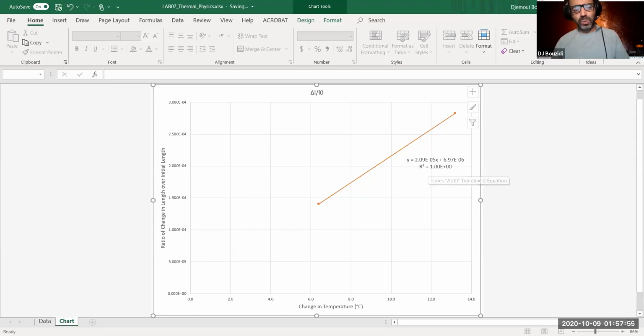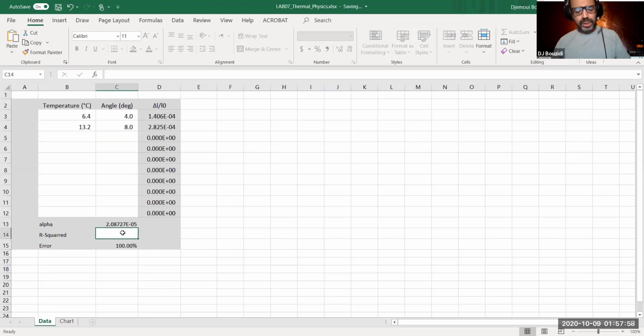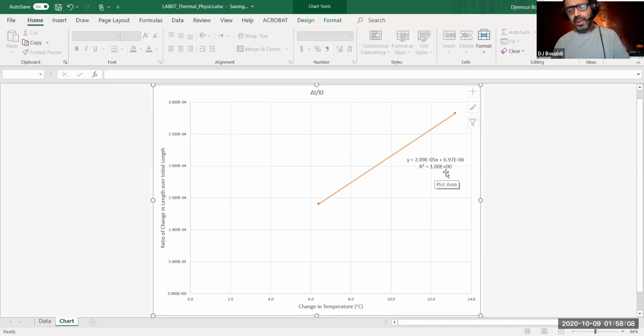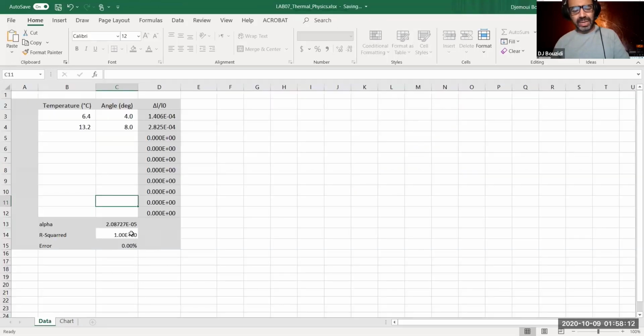R squared equals 1. So if I come in here and put 1, the error is going to be 0%. That doesn't make sense at all. Right now it says the R squared is 1.00 E plus 00. That means if I plug that number in here, 1 means I have 0% error, and that is because I only have 2 points.